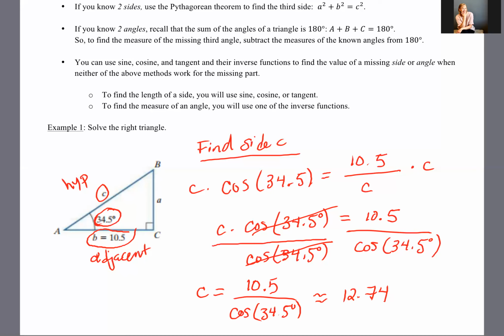Which if you think about it makes sense because this is the hypotenuse. It should be the longest side, so it should be longer than either of the other sides. So we found all three sides now and all three angles. We've solved the triangle.